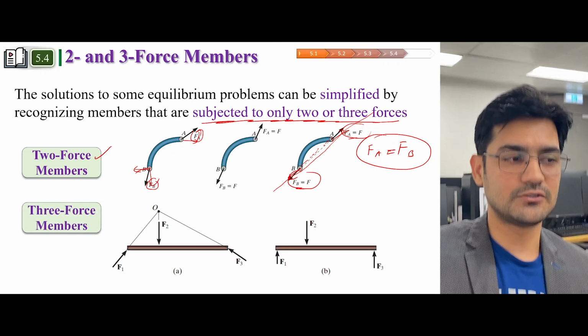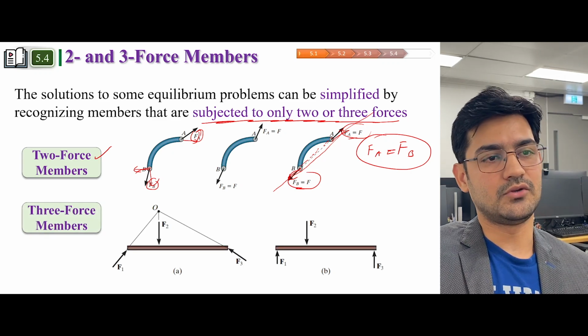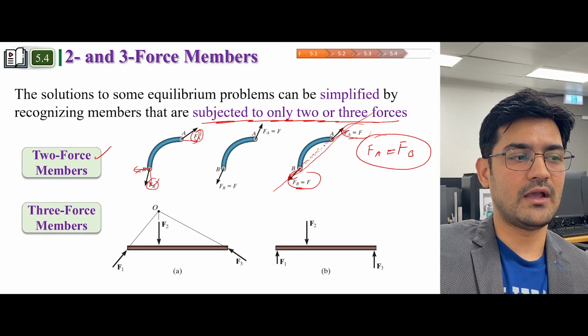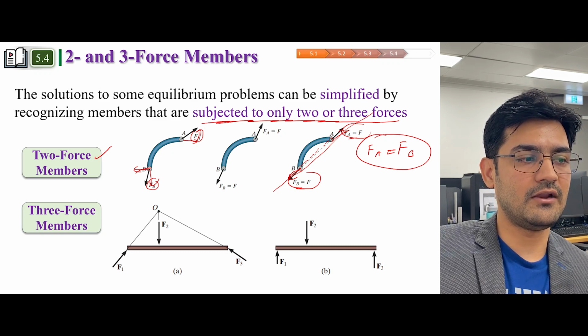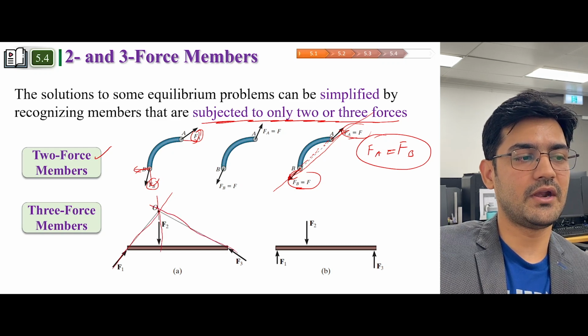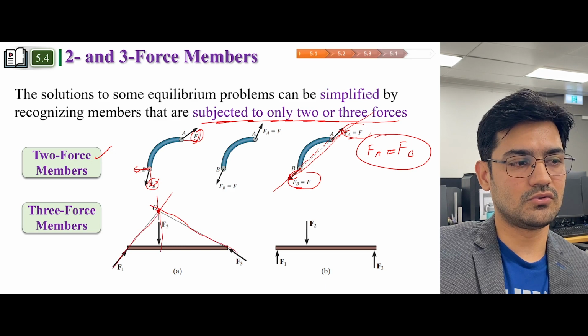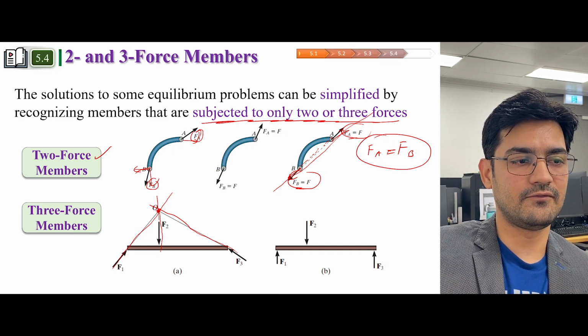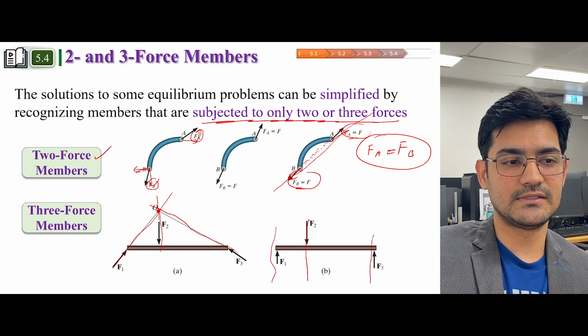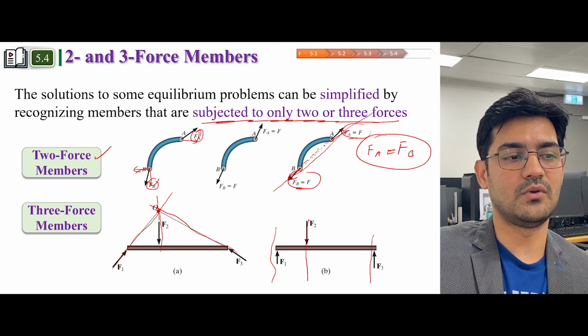Now for 3 force members, there are 2 conditions. One, if you have an arbitrary point and the lines of action of forces are passing through some arbitrary point, then also you can figure out the resultant without doing the equations of equilibrium. And similarly, if the forces are something like this, then you also don't need to do the equations of equilibrium. You can just directly find the answers.